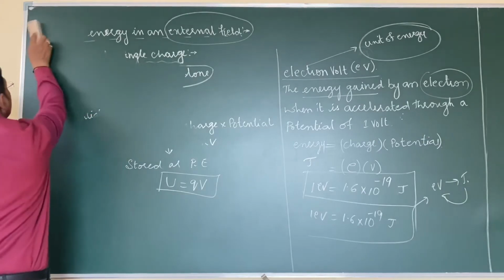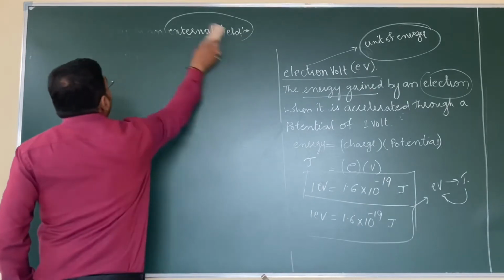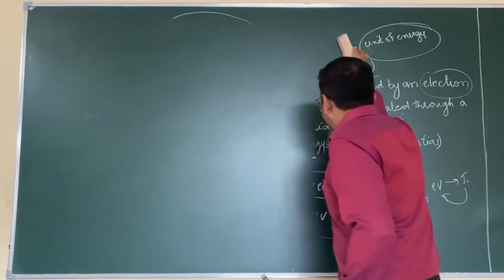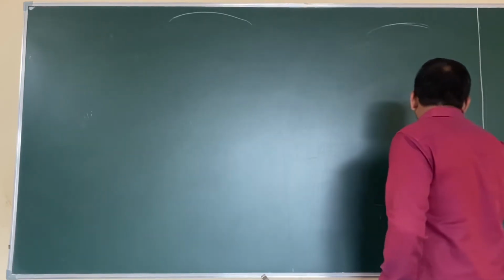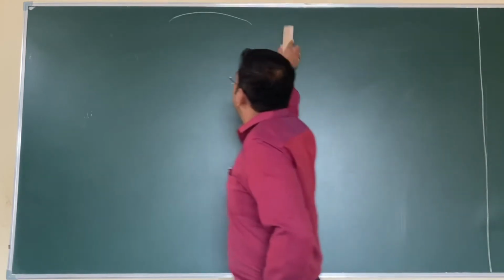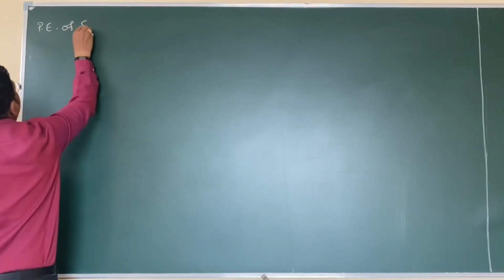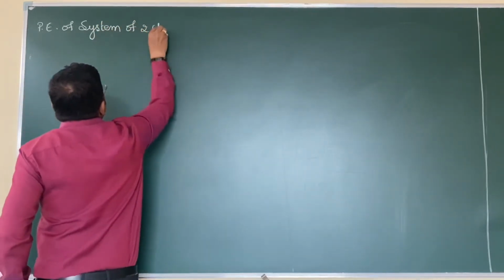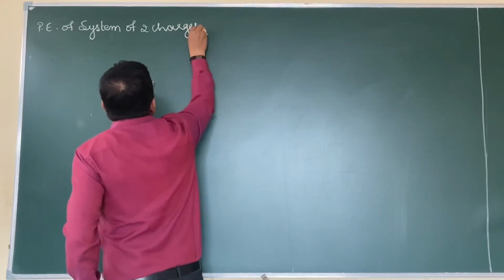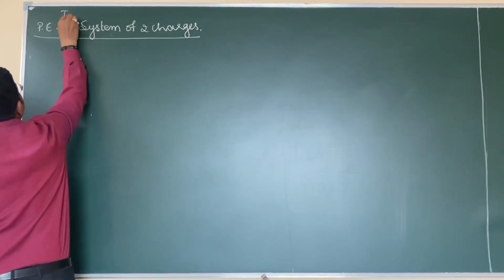Next, potential energy of a system of 2 charges. Okay, fine, we have the system of 2 charges here. Potential energy of a system of 2 charges. Read, this is in the presence of an electric field. You have to note this.